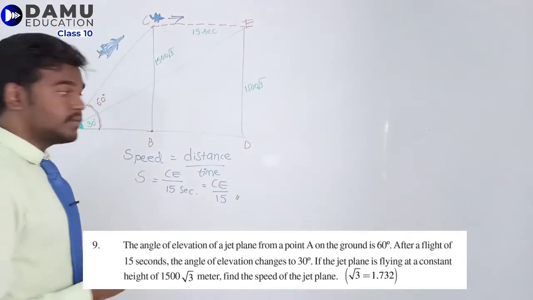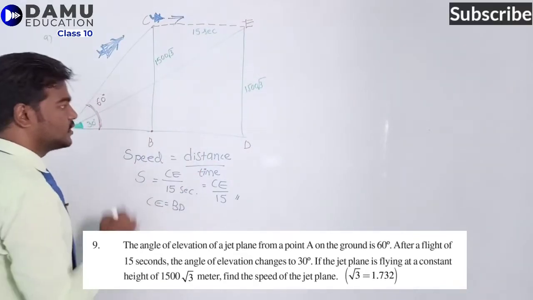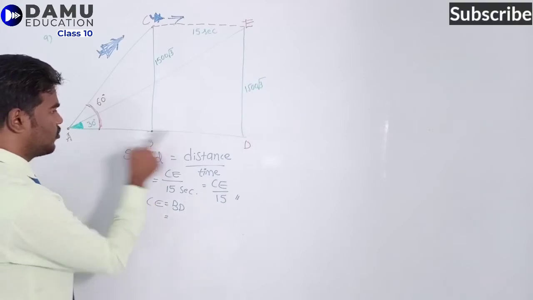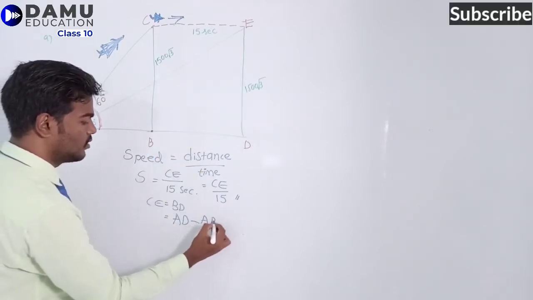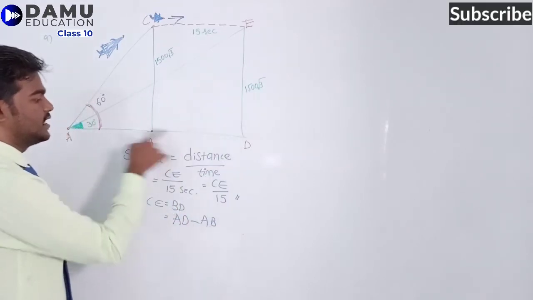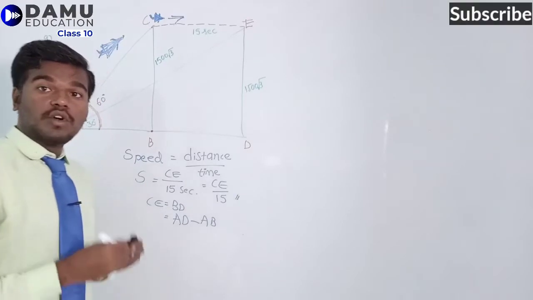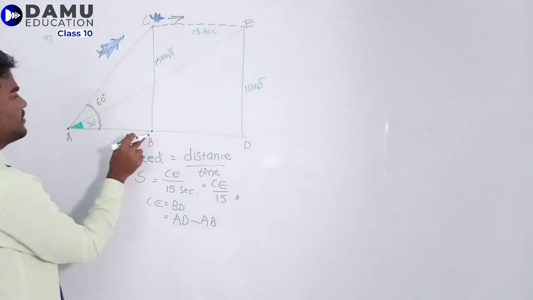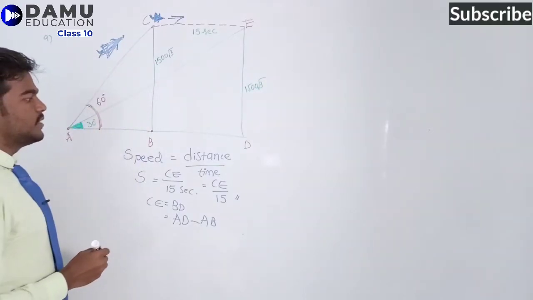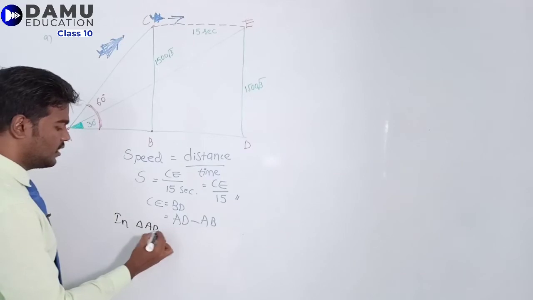So CE is nothing but BD. So CE will be equal to BD. That we can calculate using AD minus AB, then we will get BD. AD minus AB gives BD. Now what do we have to find? Let's consider triangle ABC.